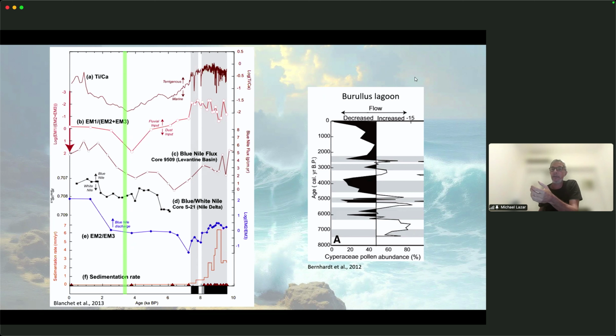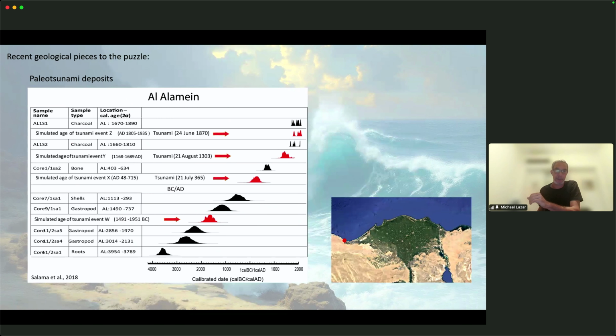And we also see this in the Burullus Lagoon, which is the lagoon in the northern tip of the Nile Delta, where also from a core, they see an increase in Nile flow at this period. An increase in Nile flow, increased sedimentation, can lead to instability, sediment instability, and again, that landslide that's not connected to an earthquake necessarily.